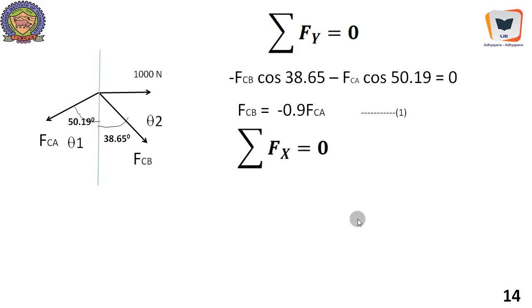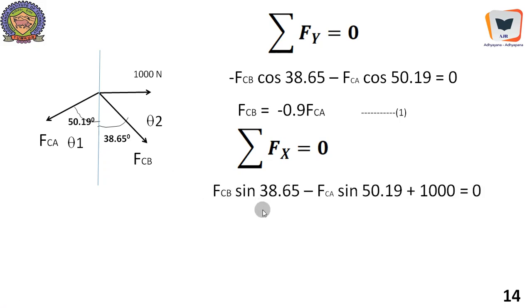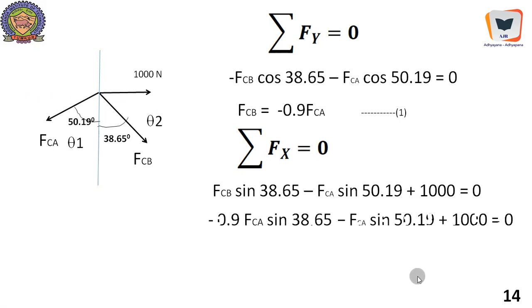Still we have not solved. Therefore, we will apply the other equation that is available to us, that is sigma Fx equal to 0. Upon applying this, FCB sin 38.65 going in the rightward direction, minus FCA sin 50.19 going in the leftward direction, plus 1000, the given force, must be equal to 0. Upon solving this, we will replace FCB by minus 0.9 FCA.